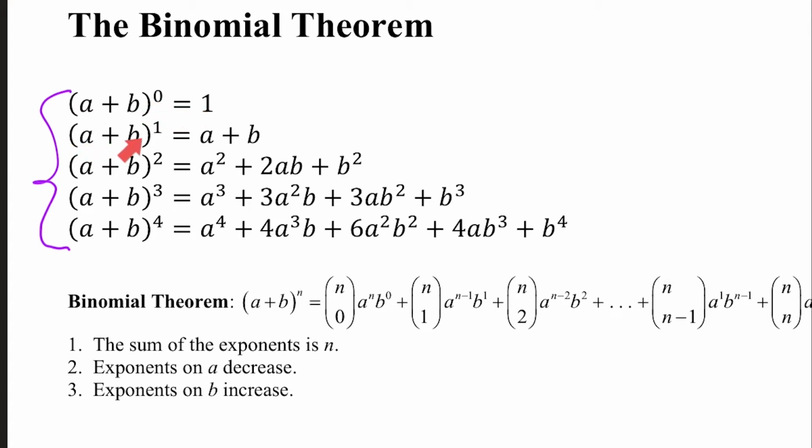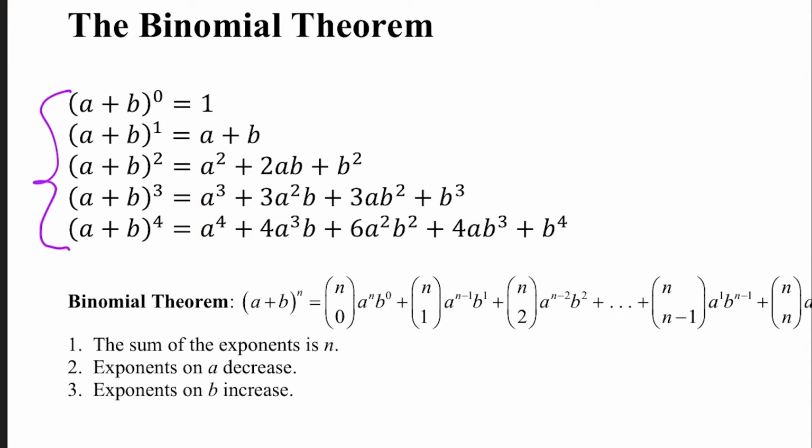If you raise anything to the first power, you just get that same thing back, a plus b. If you did a plus b squared, that's a plus b times a plus b. That's a squared plus 2ab plus b squared. A plus b cubed, so multiplying that out 3 times, we get this. A plus b to the 4th, we get this. So as we're looking through these things, are there any patterns?